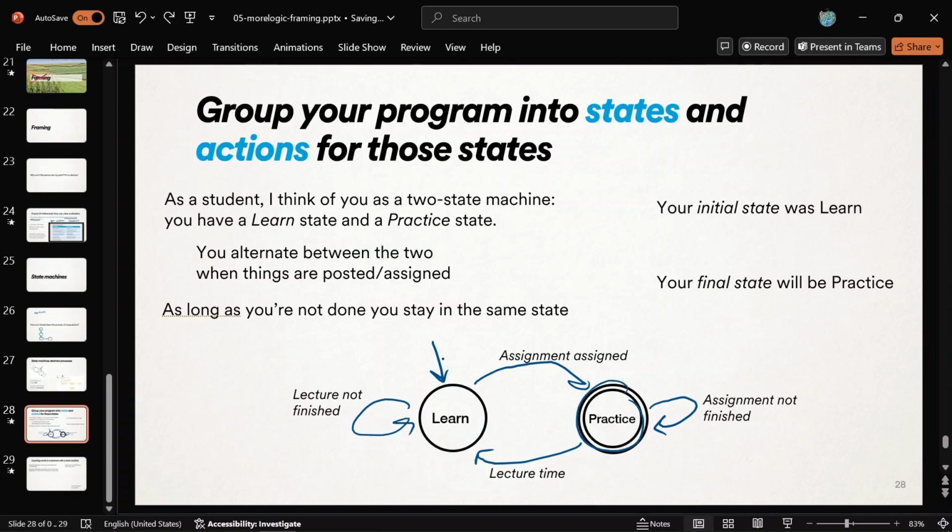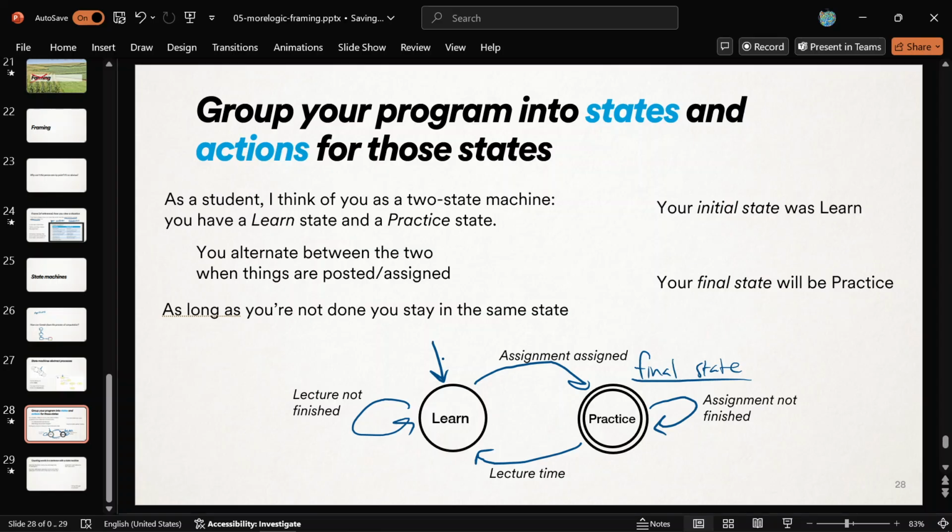And then if you draw a double circle, that's called a final state. That's like where you want to end up with a successful run of your state machine. So your final state in this class is going to be the practice state. That's the final state. We draw a double arrow like that, final state. Because on the very last day, you're taking the final exam, right?